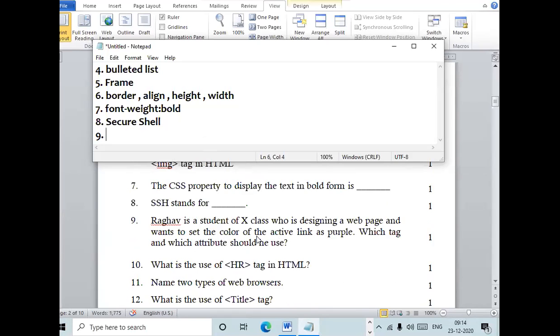Beta, such questions are known as conceptual questions. How to attempt conceptual questions in the board examination? Raghav should use body tag and a link attribute. This is the appropriate formation of the answer.